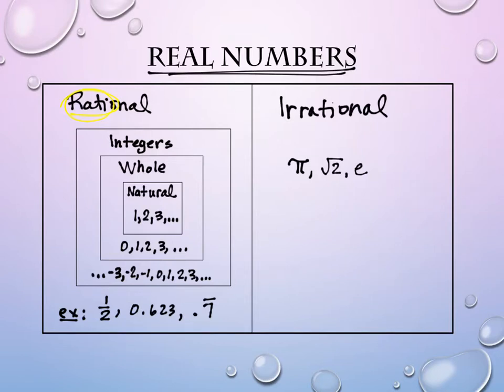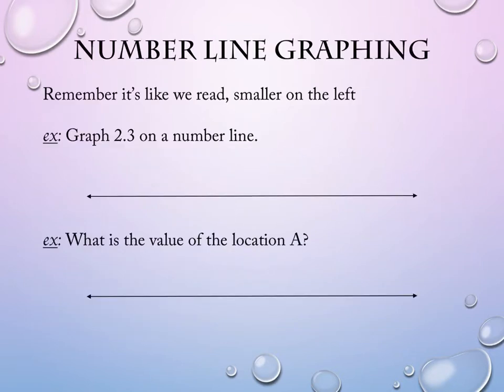So some of the questions you have might be asking you to compare, like tell what kind of numbers these are, or to give examples of types of numbers. That's the kind of thing that we're going to be looking at. A couple other things in this section we're going to talk about is graphing. So we're going to look at number line graphing.